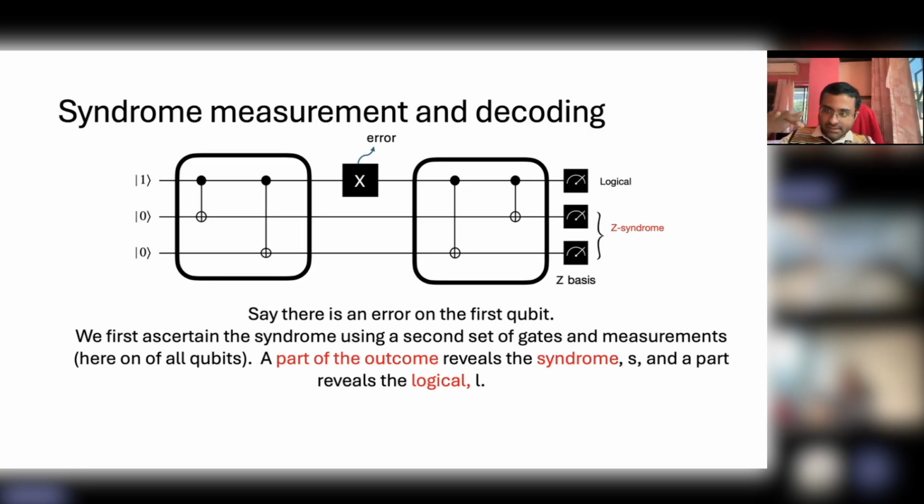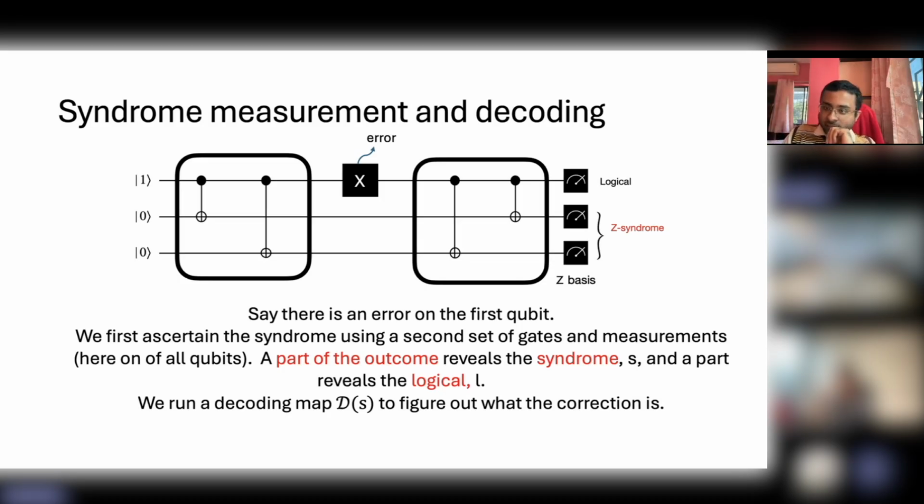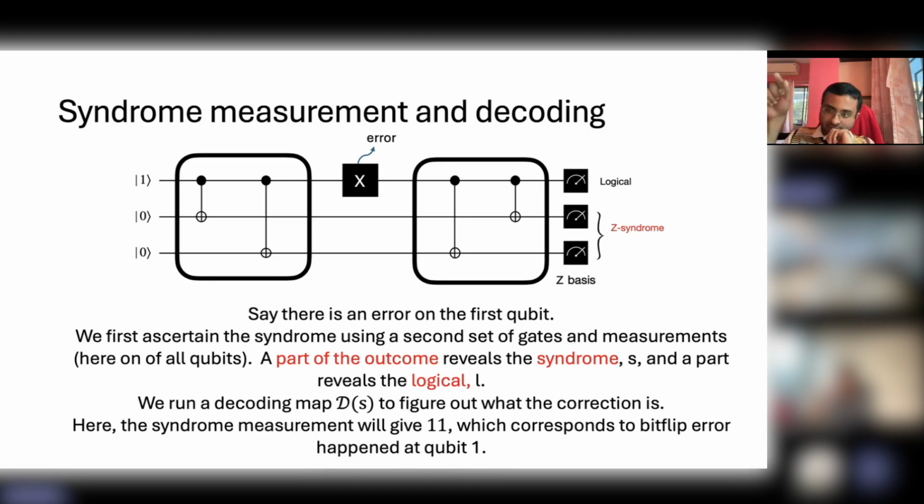After I measure, I segregate the results into what I call Z syndromes and logicals. The point is, the syndrome S will reveal what the logical L is. Once we have the syndrome S, I can apply a decoding map D to reveal what the logical is. The syndrome uniquely specifies the logicals. For instance, here the syndrome measurement will give you 1, 1. If you refer back to the decoding table, this would mean that a bit flip happened at qubit 1.